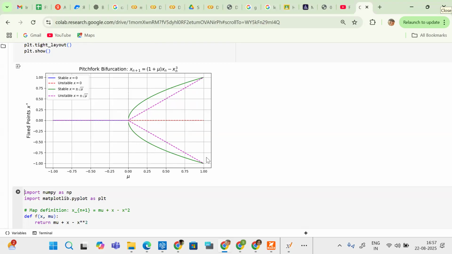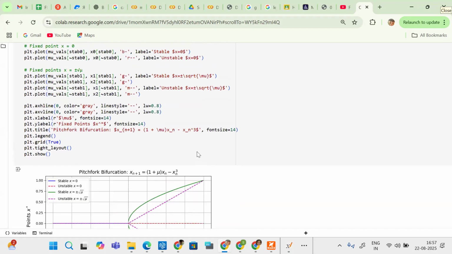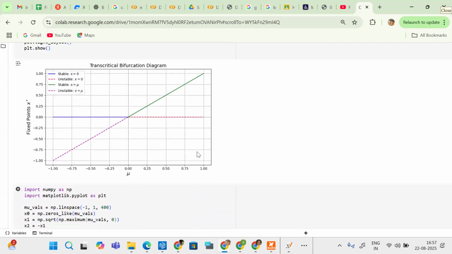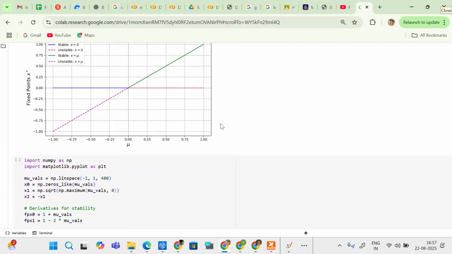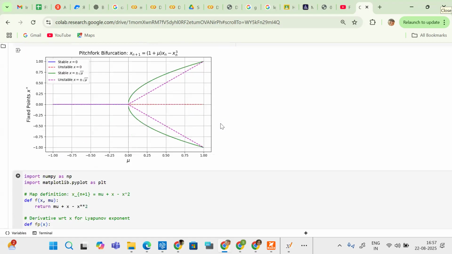But this was not the case in transcritical bifurcation, remember. Therefore, I overlapped this. In transcritical bifurcation, you were seeing linear functions. I will remind you again how the transcritical bifurcation looked. All were linear. But in pitchfork bifurcation, they are symmetric parabolic, right? Understood so far?